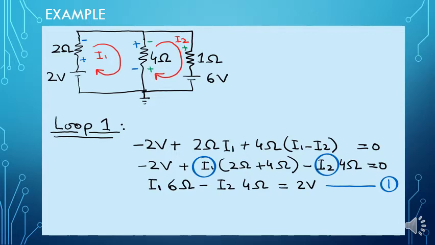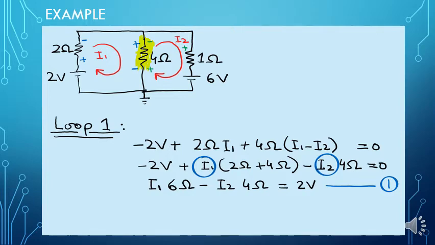In loop 2, we also have a 1 ohm resistor, a 4 ohm resistor, and a 6 volt battery. Now, if we look at the circuit, we come to know that the 4 ohm resistor is a common resistor between two loops. It is common between two loops, which means it is present in the equations of both loops.